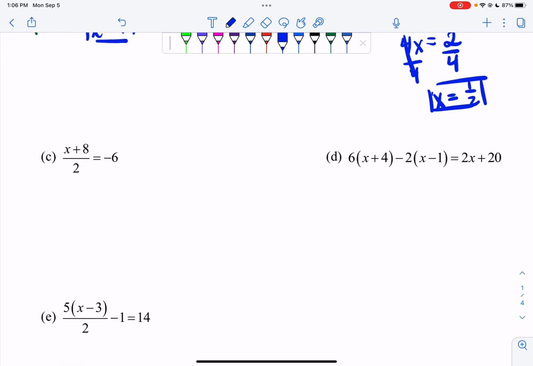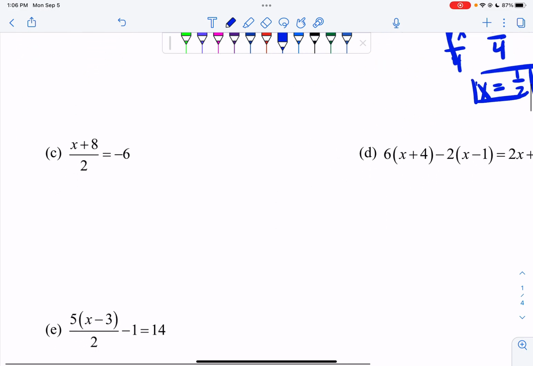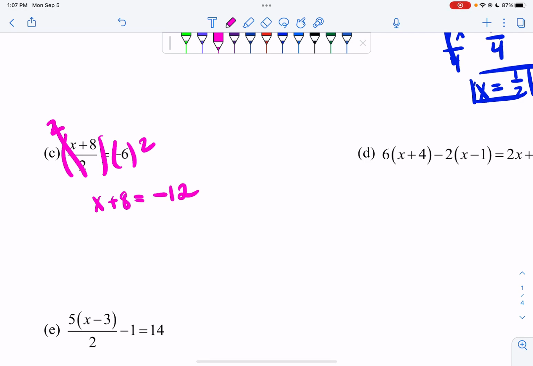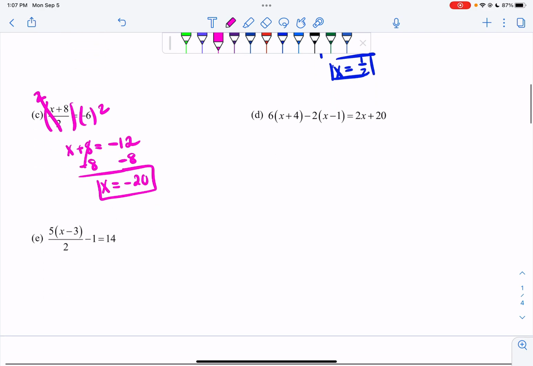C, I have x plus 8 divided by 2 equals negative 6. If we think about this, we want to get rid of a divide by 2. So I'm going to multiply 2 to both sides of my equation. So my 2's cancel. So I get x plus 8 equals negative 12. Now it becomes a one-stepper. How do I get rid of my plus 8? I subtract 8. The whole goal is to get the x term by itself. So I get negative 20, because negative 12 minus 8 is negative 20.